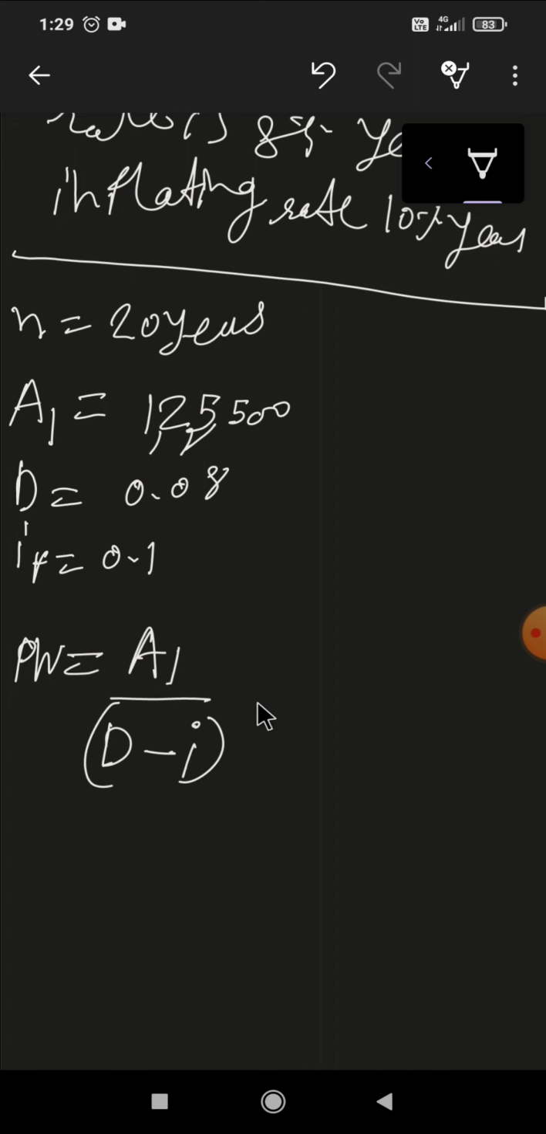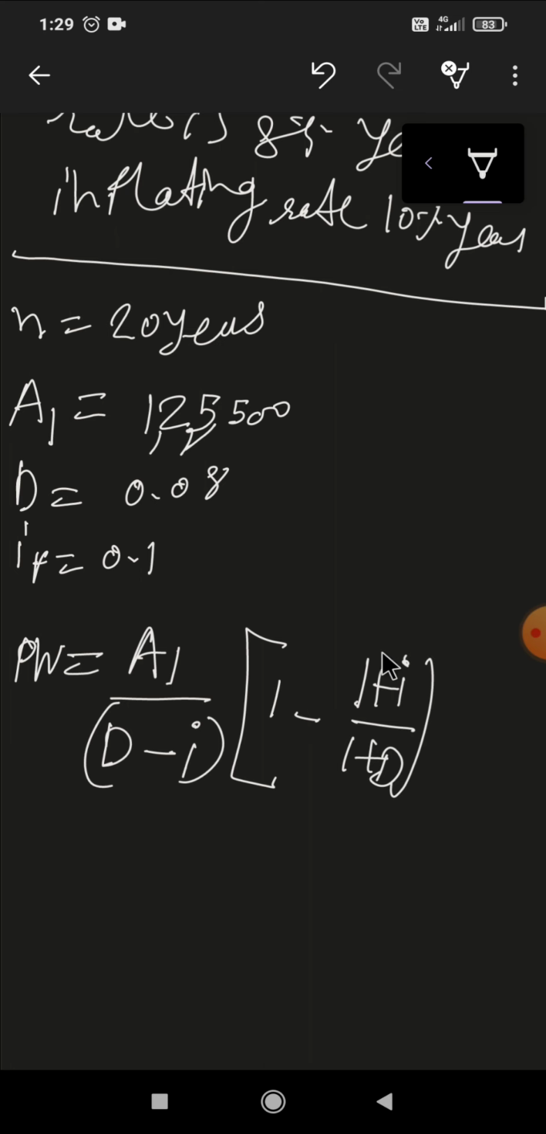So we will use the present worth factor formula, that is PW is equal to E1 upon D minus I into 1 minus (1 plus I divided by 1 plus D) raised to N. So we'll put the terms in this equation, and we will get an answer.